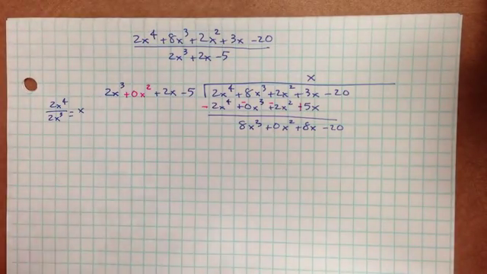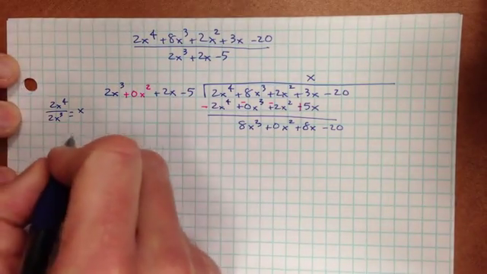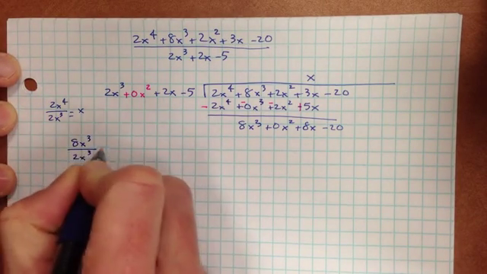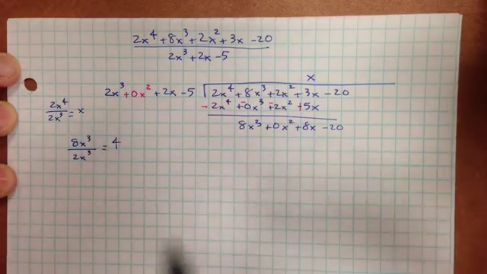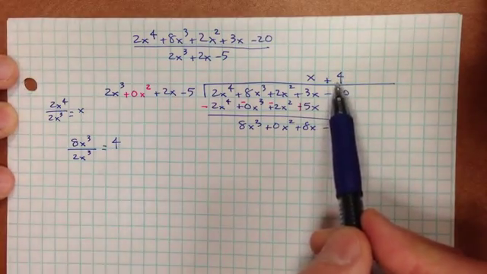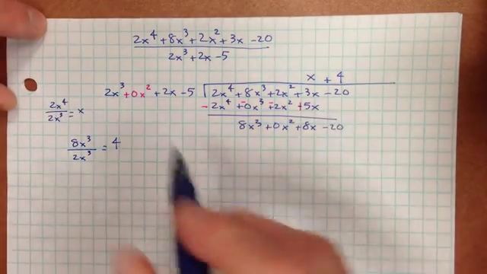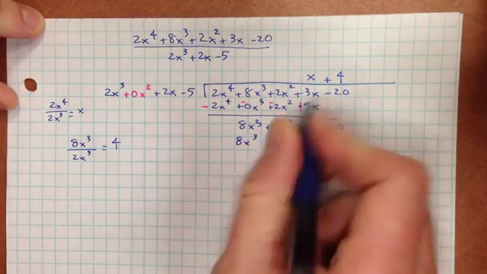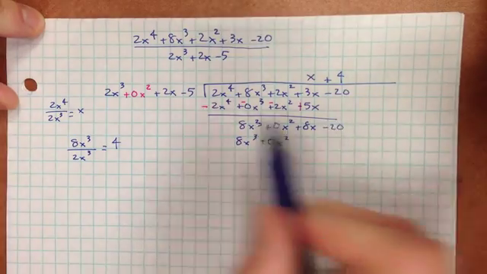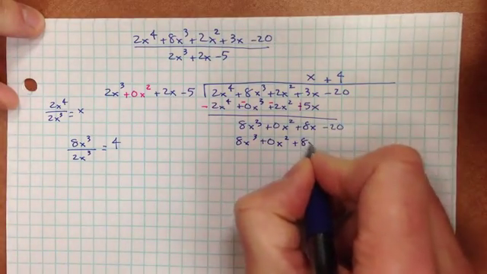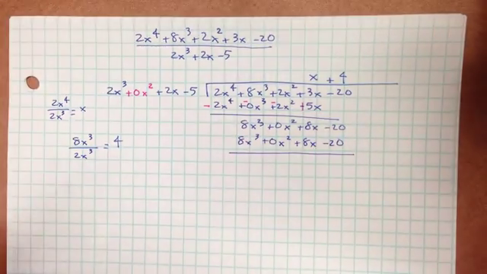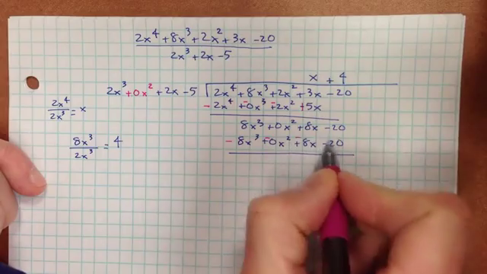First term of 8x cubed over my first term of 2x cubed. We reduce that, you get a value of positive 4. That's what's next. I multiply that out, positive 4 times 2x cubed, giving me 8x cubed. Positive 4 times that plus 0x squared. Positive 4 there, we get positive 8x, and then a negative 20. We are subtracting, so sign change, bam.